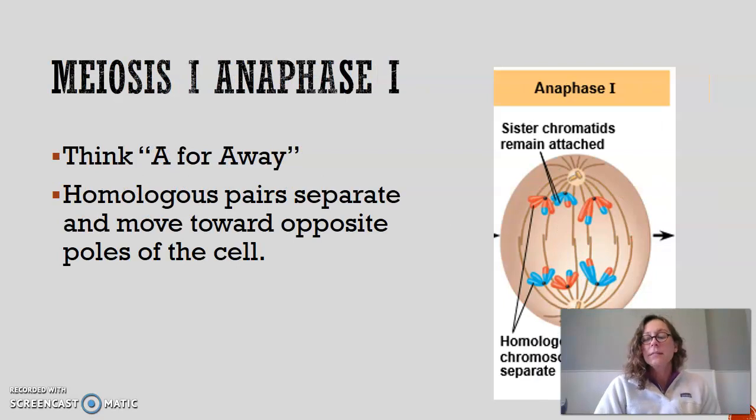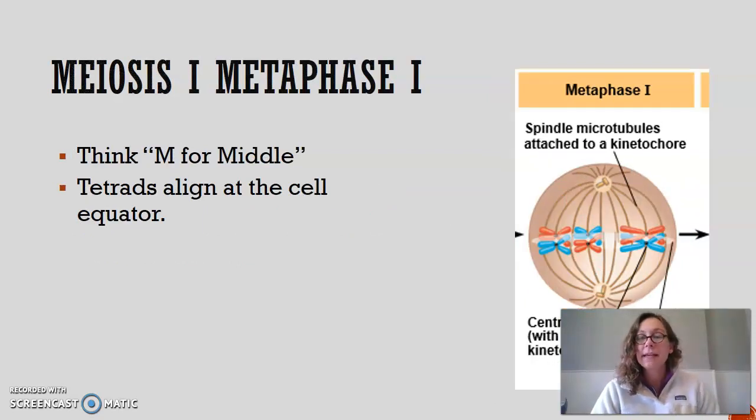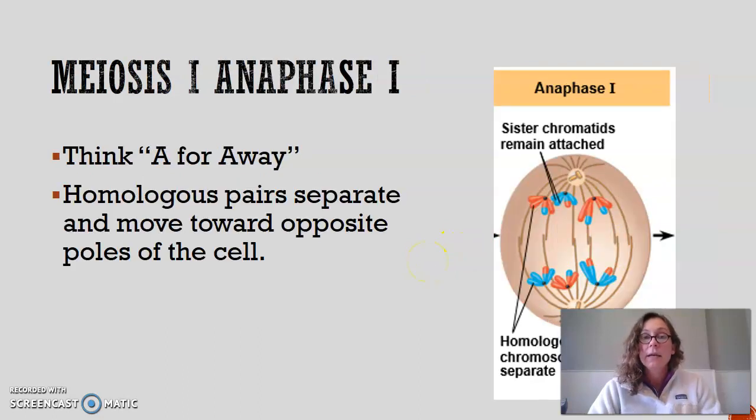Okay, so we were ending in metaphase one. In metaphase one, again, we have our tetrads, or our homologous chromosomes, paired up, which is different from mitosis. Here you have your tetrads lining up on the equator, or the metaphase plate. Then in anaphase one, this is where we actually separate our tetrads.